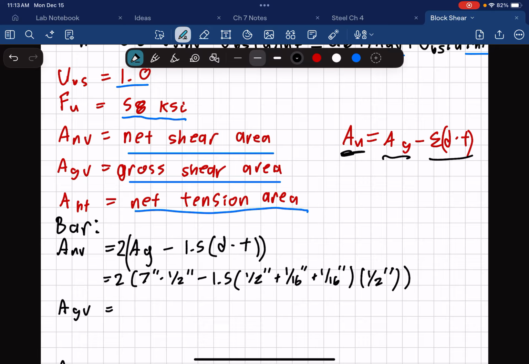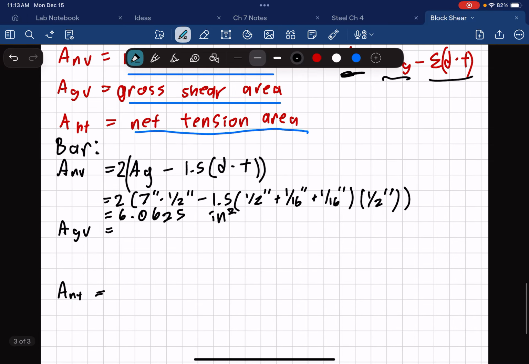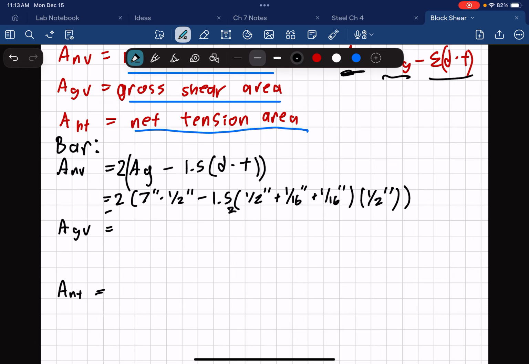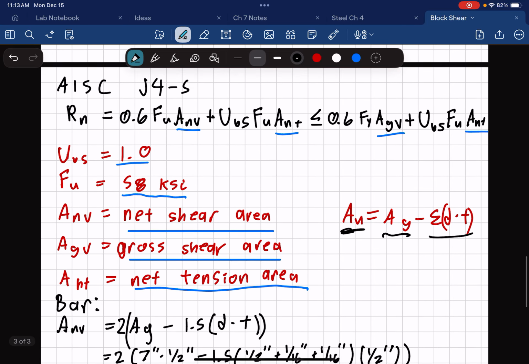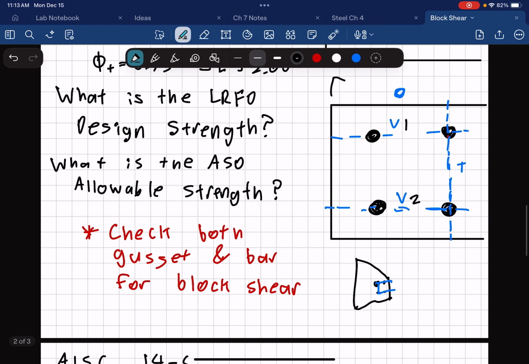So we can calculate this out real quickly. We have 2 times the quantity, 3.5 minus 1.5 times, that's going to be a 5/8 hole, times a 1/2 inch thickness. And we have 6.0625 inches squared. Now if we want to do our gross area, this is, oh, you know what? I actually did something wrong here. When we're looking at this, our gross area is actually not the gross area of the plate. See, this is a common mistake that can be made. We're actually looking at the gross area along this plane right here.